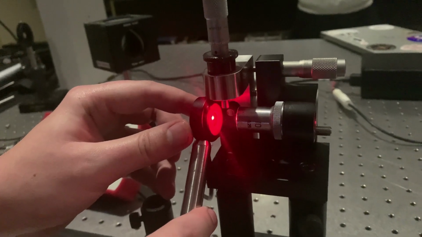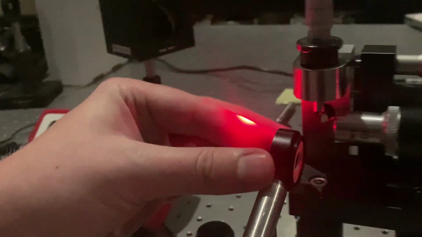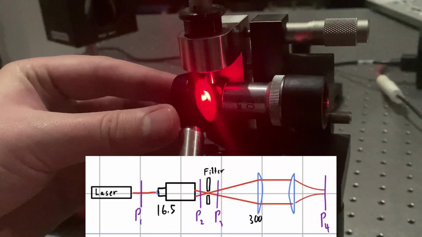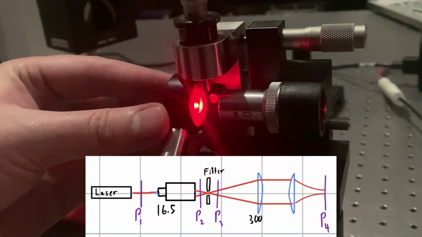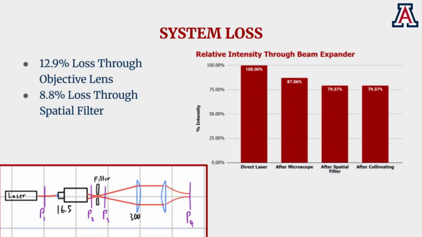To determine the amount of power through the expander, power readings were taken at 4 locations using the photodiode: direct from the laser, after the microscope objective, after the spatial filter, and after the collimation and focusing lens. We found a 12.9% loss through the microscope objective and an 8.8% loss through the spatial filter. The loss in the spatial filter is likely due to a slight misalignment along the z-axis, as the beam quality was very smooth and symmetric, suggesting X and Y translation was not interfering with the beam.